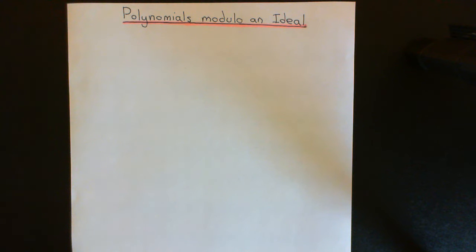In this video what we're going to talk about is polynomials modulo an ideal. And the object of study in this video is a very special homomorphism from a polynomial ring over a certain ring to another polynomial ring, where now that polynomial ring is over that original ring quotiented out by some proper ideal.